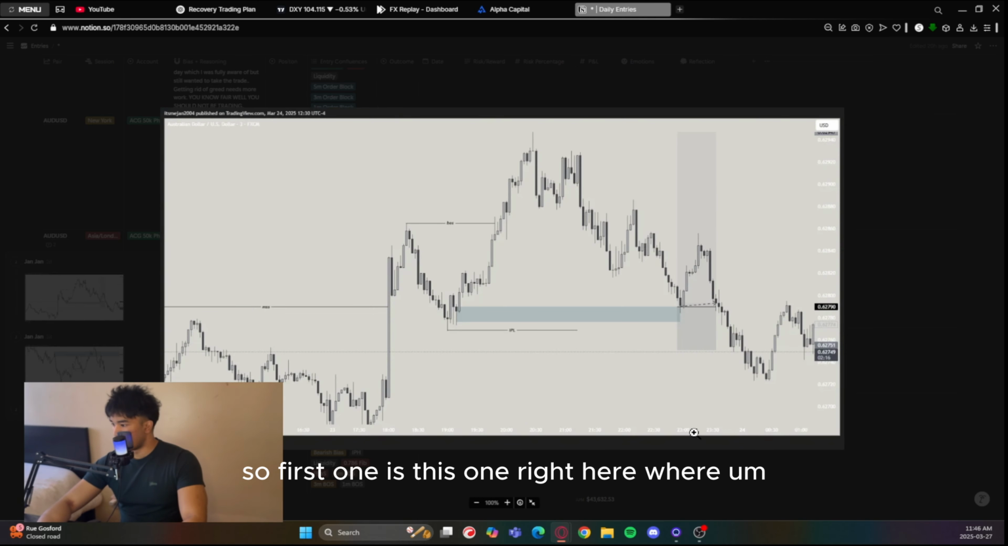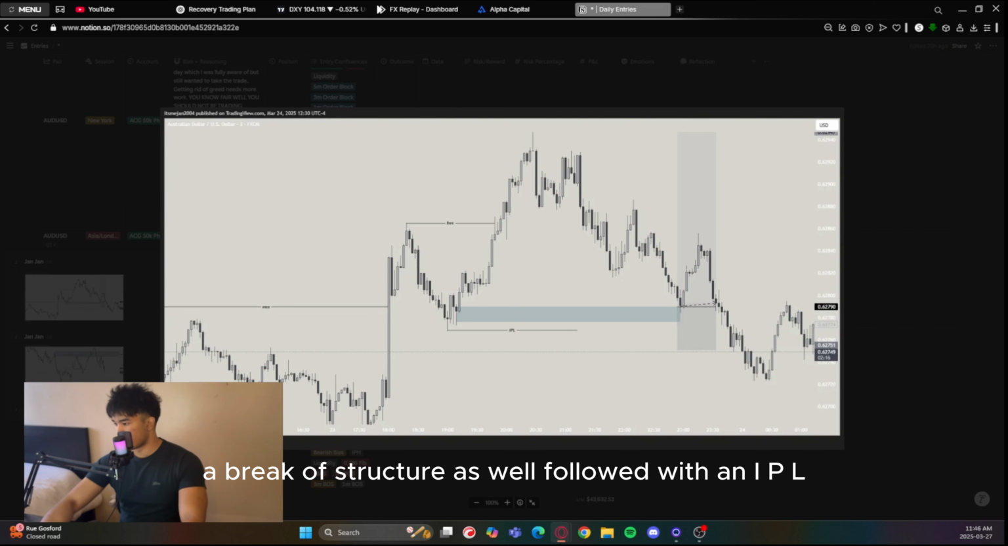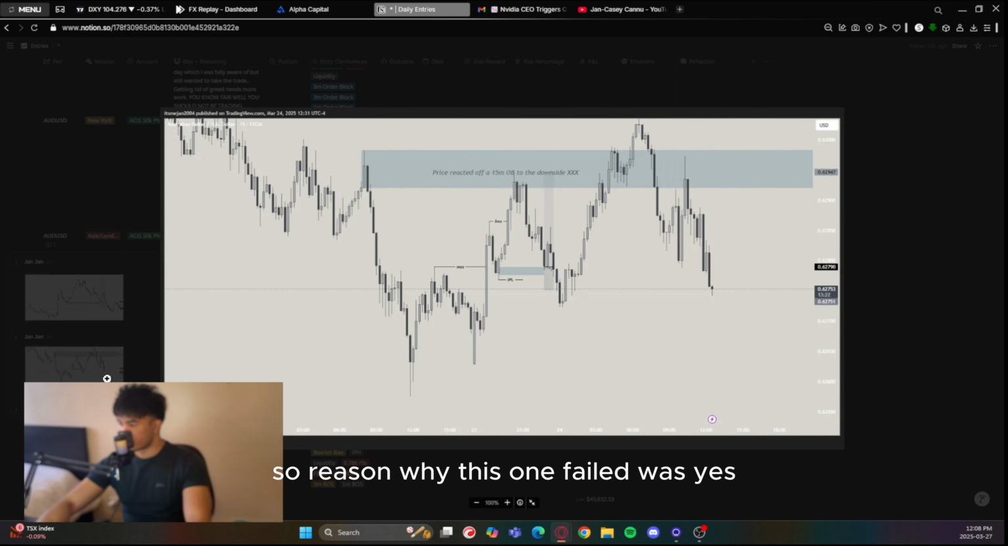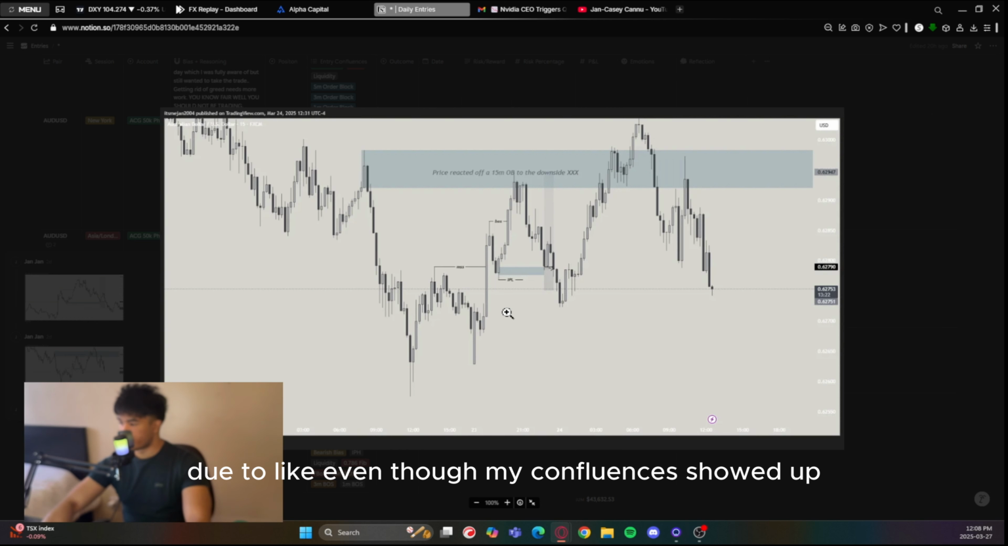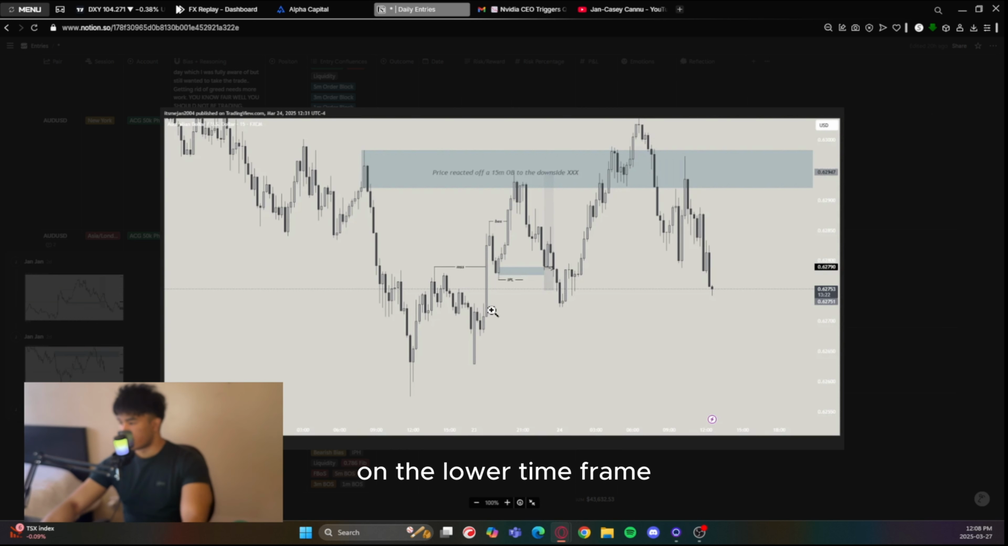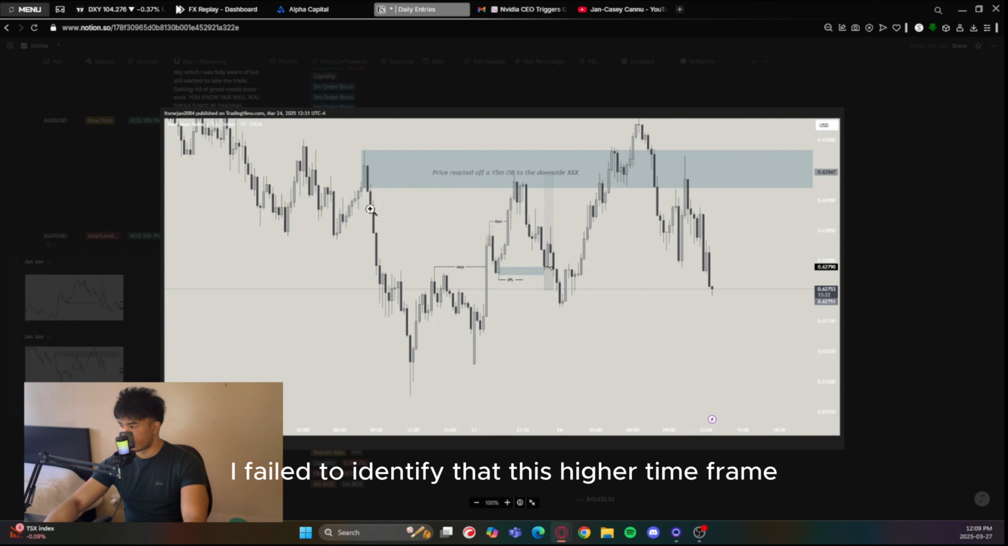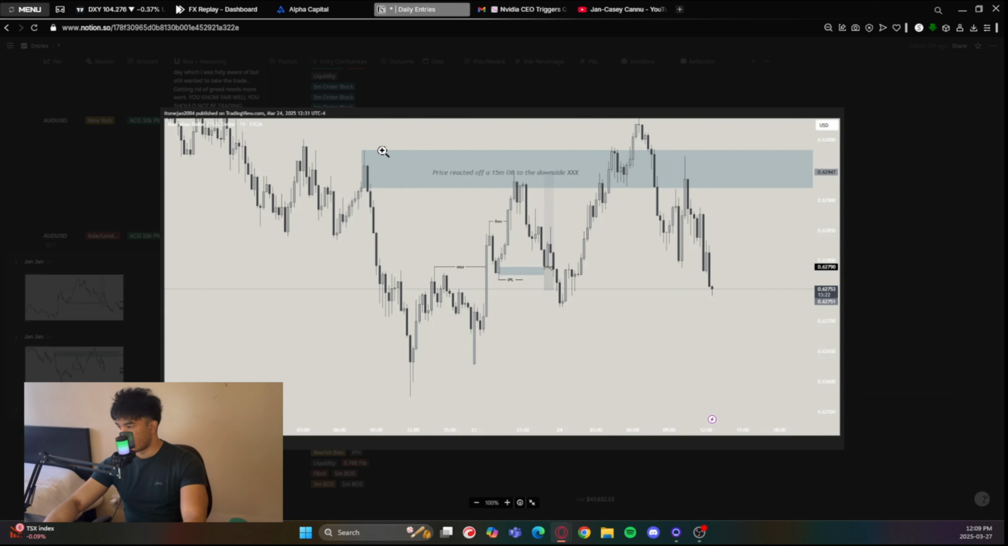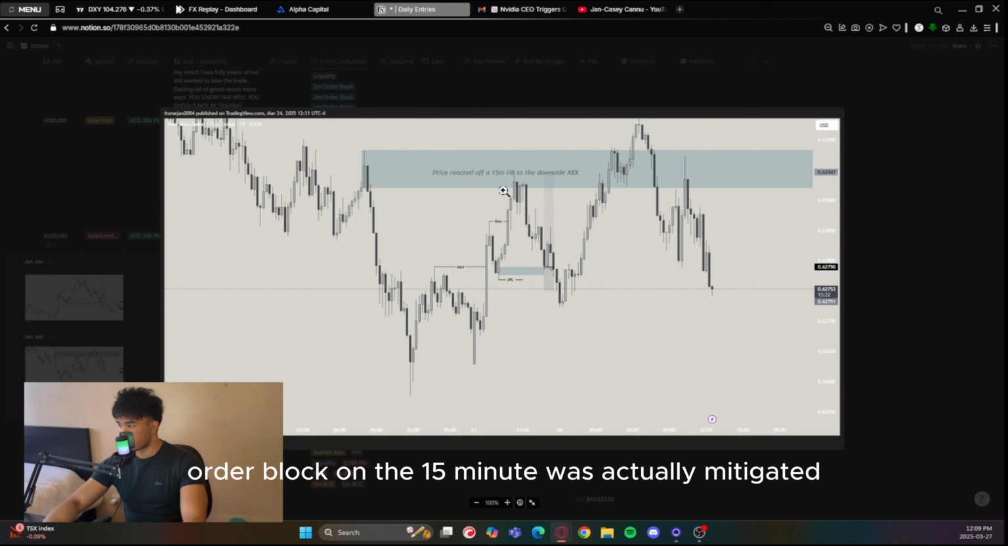So first one is this one right here, where it was obviously AUD USD. We had a market structure shift to the upside, a break of structure as well, followed with an IPL. So the reason why this one failed was that even though my confluences showed up on the lower time frame, I failed to identify that this higher time frame order block on the 15-minute was actually mitigated. There shouldn't be any reason for me to take a trade.